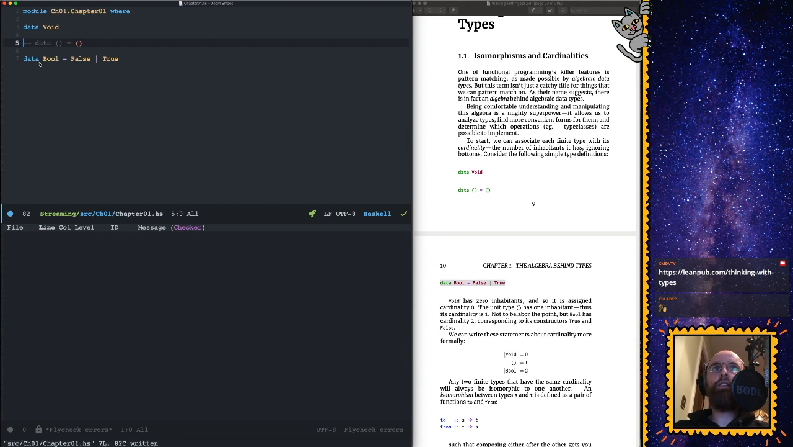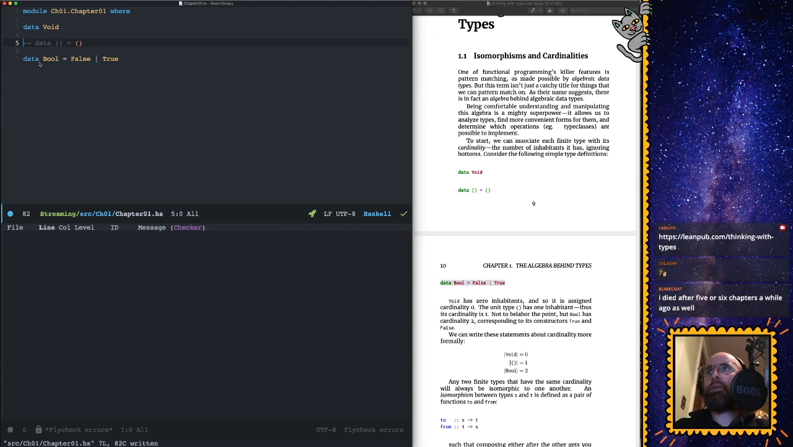Yeah, I'm going through Thinking with Types. What a cool book. I've basically been playing with it. I actually got to chapter 9 ages ago, and then I recently went over it again and got to about chapter 5, and then got a bit lost with something to do with maps. I forgot. Yeah, got stuck.